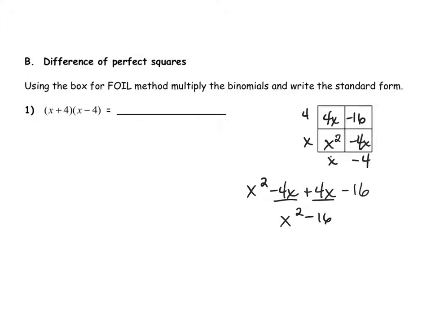I can also use the FOIL method. That is when I take the first terms and multiply those, x squared, outside terms, negative 4x, inside terms, positive 4x, and last terms, negative 16. Again, that would reduce to x squared minus 16. Whether you use the box or the FOIL method is completely up to you. Some people really like the box and some people really hate it. I shouldn't say box, I should say area model. That's the more technical term for it.